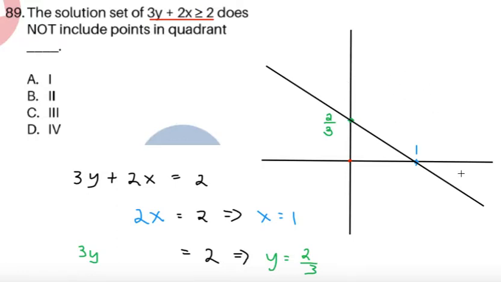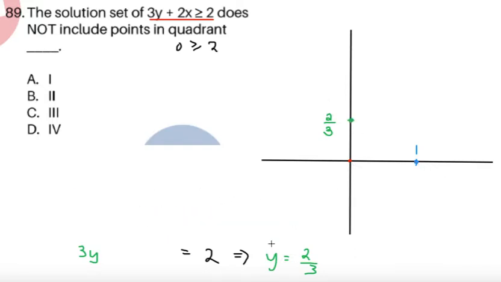So usually we can just use the origin to test. So this red point, 0, 0, if we substitute back into the equation, will it work? Well, if x and y are both equal to 0, we're going to end up with 0 plus 0. So 0 is greater than or equal to 2. Now this is false. So we know that the origin is not a solution.